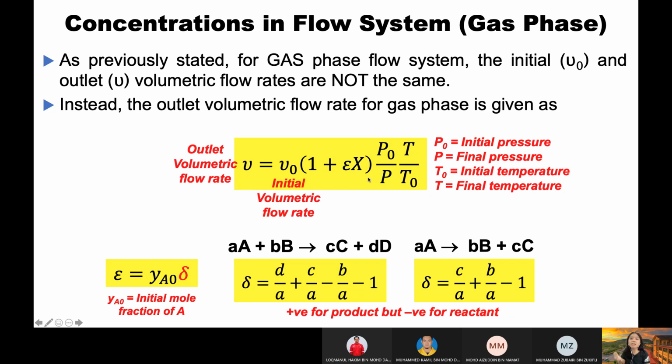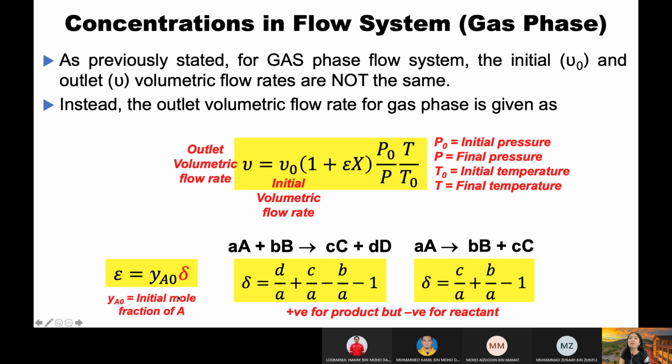So epsilon ni, kenapa ada terms dalam bracket ni 1 plus epsilon X? Sebab the chemistry of the reaction itself influences the volumetric flow rate for the case of gas. Sebab kamu tahu kan gas ni dia is very different from liquid. Gas ni even in the reaction itself tu dia punya jenis tindak balas pun akan mempengaruhi your volumetric flow rate. So to calculate epsilon ada sub-equation lagi. Dia ada dua dalam satu equation. Okay. Epsilon is equal to y_A0 sigma. So tambah satu lagi simbol.